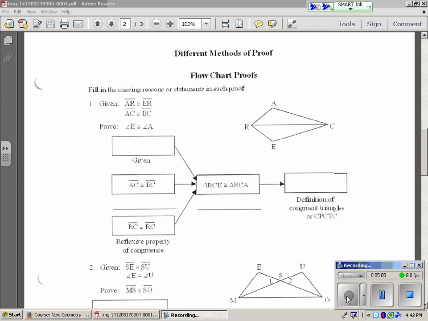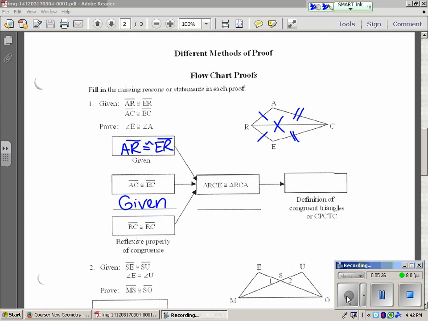So we are given, we put again our given in the box. So we have AR being congruent to ER. So that is done, and that's given. We also have AC is congruent to EC, and that is also given information. And then hopefully you know that RC is congruent to RC because again, it's reflexive. Again, mark your drawing. So AR is congruent to ER and AC is congruent to EC.